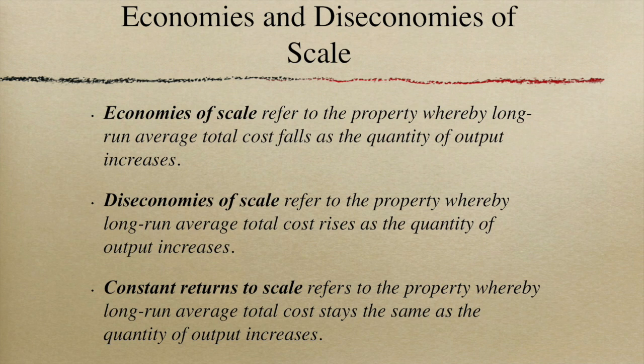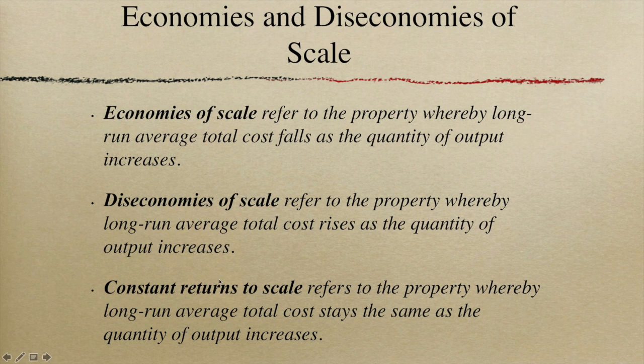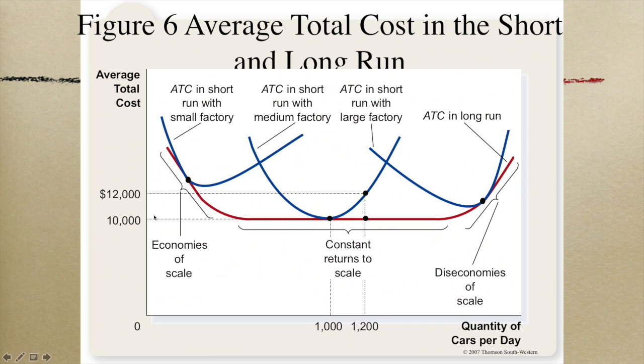So economies of scale is the property where average total cost falls as output rises. So this is going to be this downslope, right? Economies of scale, average total cost is falling as output is rising. Constant returns to scale is the property where average total cost in the long run is staying the same. That's going to be this area right here. So we're expanding output, but my costs really, if we look at it from the long run point of view, aren't really changing.